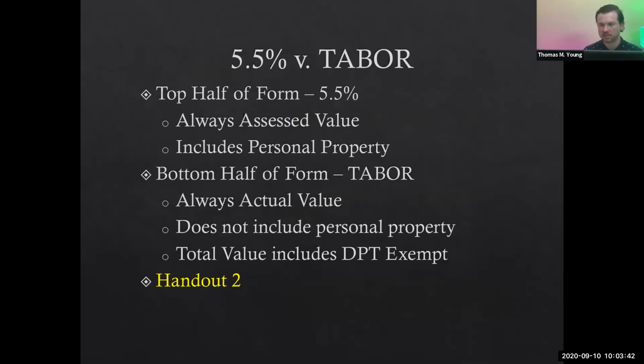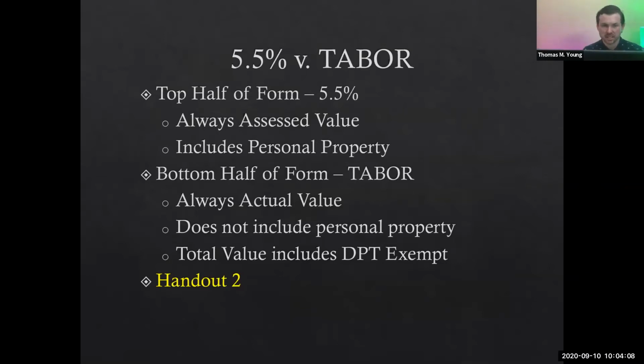5.5% versus TABOR. So a lot of the material going through the information on the form is comparing and contrasting what pieces go into one revenue limit versus the other. And the form is divided into a top half and a bottom half. You have each of those limits.